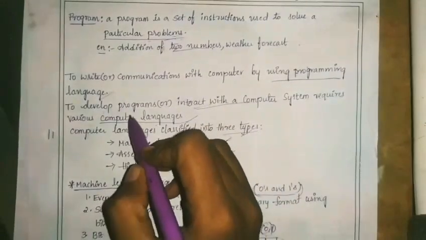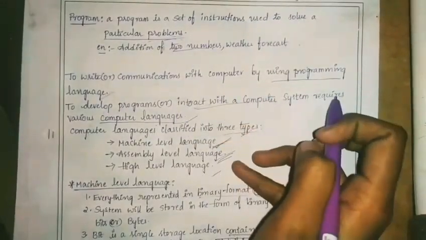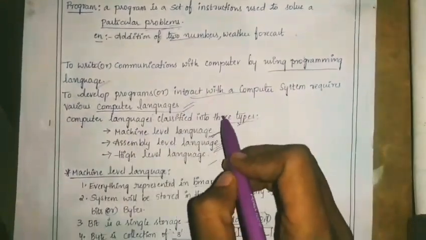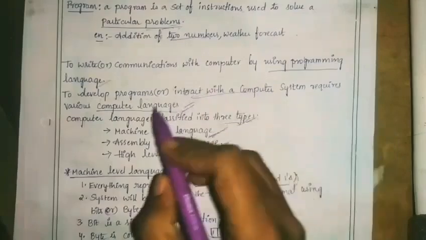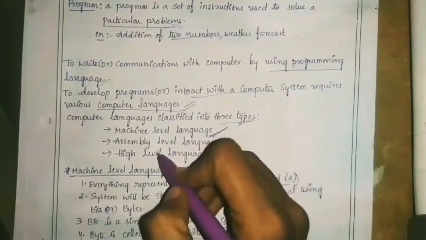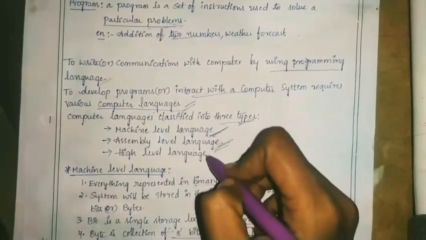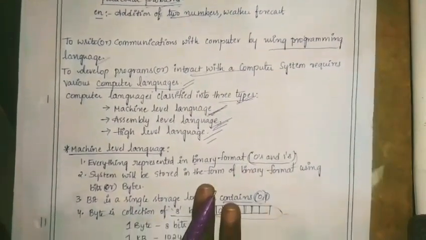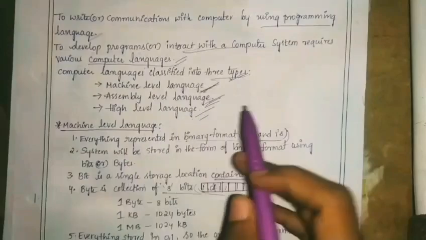To develop or interact with a computer system requires computer languages. Computer languages are classified into three types. First one, machine level language, second, assembly level language, and third, high level language. Let's understand one by one. Machine level language.